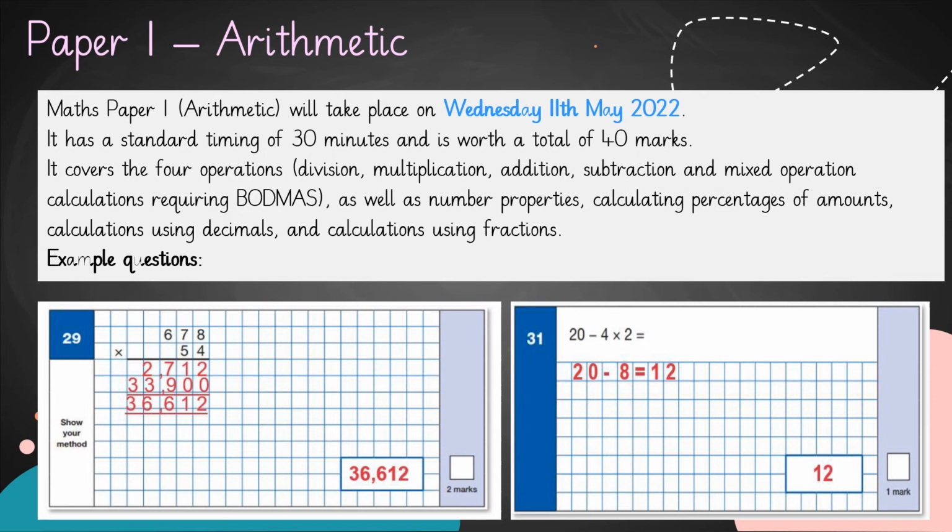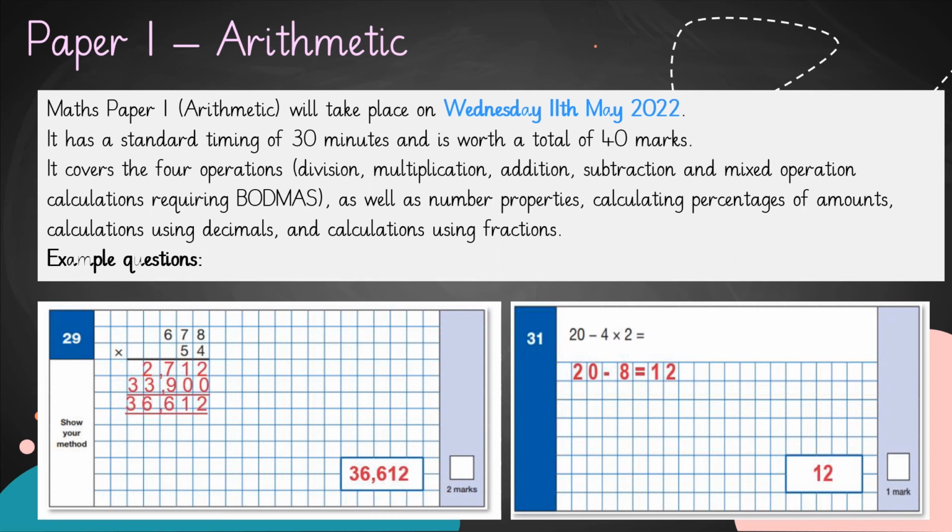Paper 1, the arithmetic paper, will take place on Wednesday the 11th of May 2022. It has a standard timing of 30 minutes and it's worth a total of 40 marks. It covers the 4 operations: division, multiplication, addition, subtraction, as well as mixed operation calculations requiring BODMAS. Also, there may be questions on number properties, calculating percentages of amounts, calculating with decimals, and also calculations using fractions.